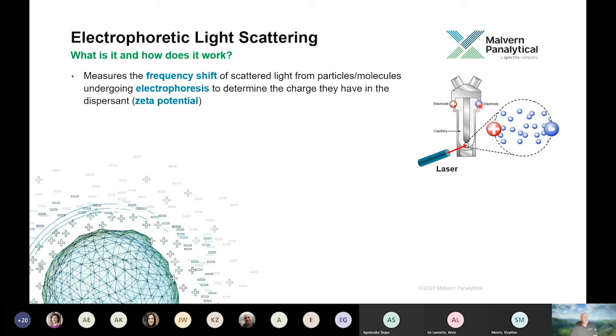When we insert that into the instrument, we can apply a voltage, and then any charged particles or molecules in there will be attracted towards the oppositely charged electrode, i.e. they undergo electrophoresis. We pass our laser through the bottom of that cuvette. We observe the scattered light, and if that scattered light is arising from particles or molecules undergoing electrophoresis, it will have a frequency shift associated with it, or a Doppler shift associated with it. And again, for that reason, some people know this technique as laser Doppler electrophoresis. We tend to call it electrophoretic light scattering.